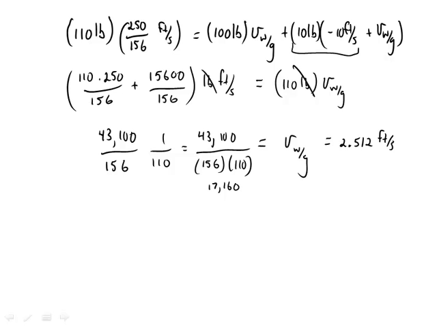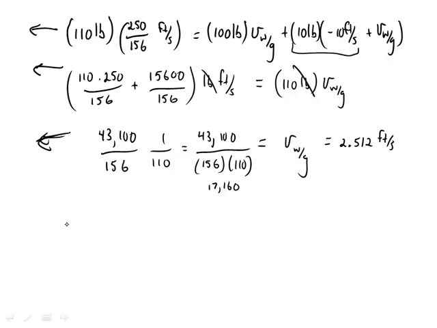One thing I'll point out, if we calculated out the velocity of each brick after I threw it to the left, I multiplied that by 10 pounds, and then I take VWG, 2.512, times 100 pounds, I'll end up with zero. That's the total momentum after the third throw. If I include all three bricks moving to the left, that's going to add up to zero, the initial momentum.